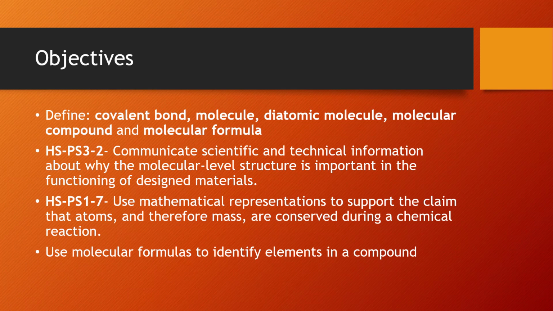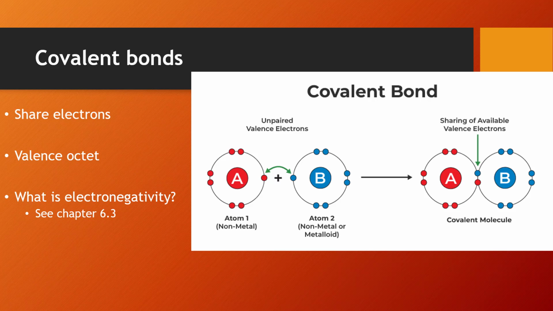I expect you to be able to use molecular formulas to identify the elements in a compound. That's actually pretty easy. Let's look back at the octet rule. Each of these two atoms, atom 1 and atom 2, both want to have 8 valence electrons. However, they each have 7. So how are they going to each get 8? Well, 7 plus 7 is 14, so clearly not that way. That would mean 16. But what if they shared?